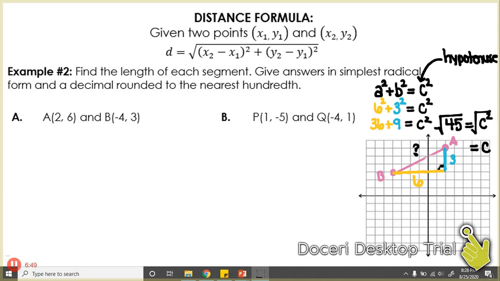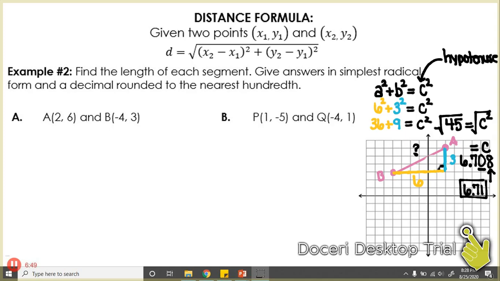Well, my calculator spits out 6.708, but the nearest hundredth would be right here. So I look to the right, and 8 is closer to the next whole number. So I'm going to round this to 6.71. So the length of segment AB is 6.71.